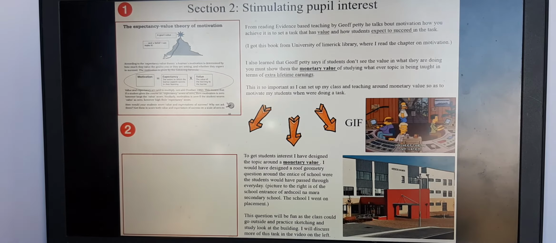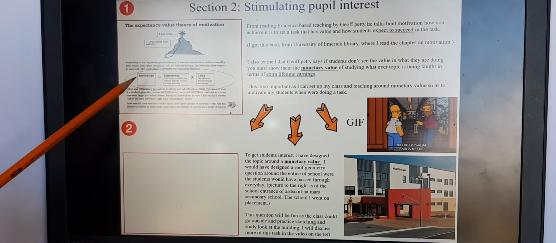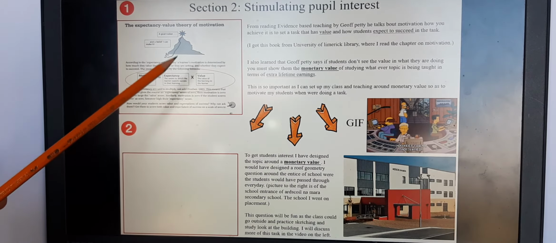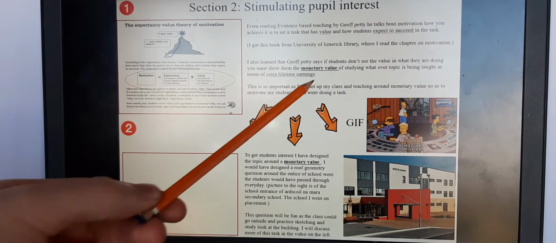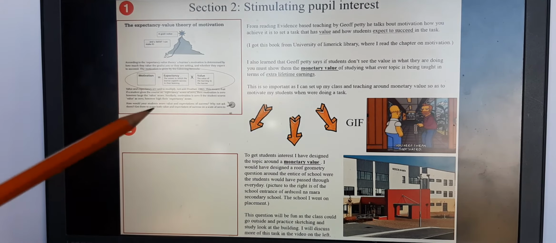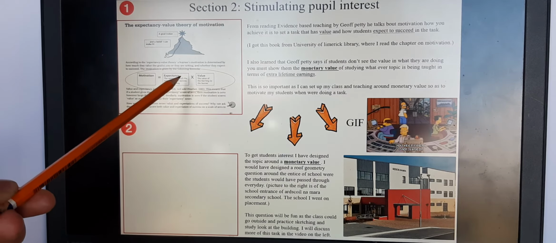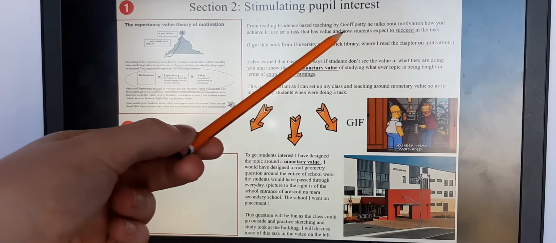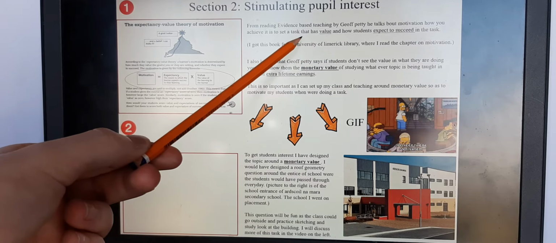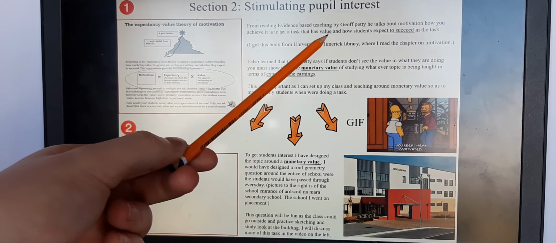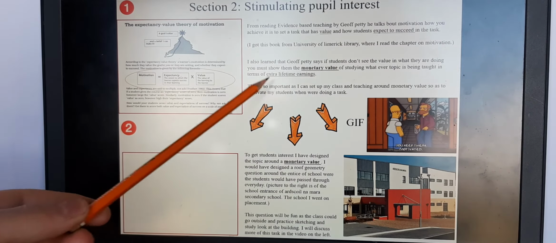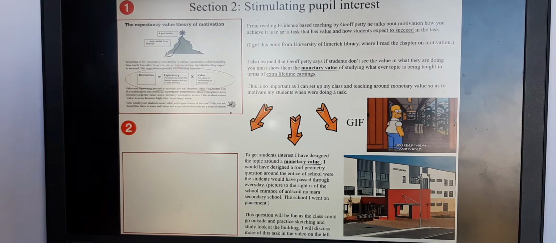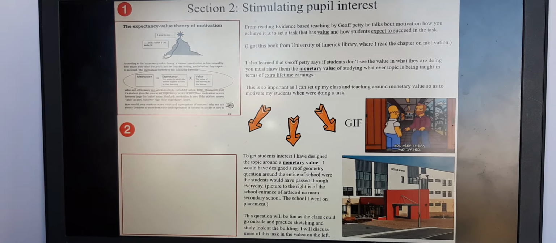So I learned here, which I've circled, that for motivation you need value and expectancy. Value is, when I talk about monetary value, importance. And as I said at the top left, a task has value and the students expect to succeed in it. So even if it has value, the student wants to see themselves succeeding in it, like, oh, I can do this.